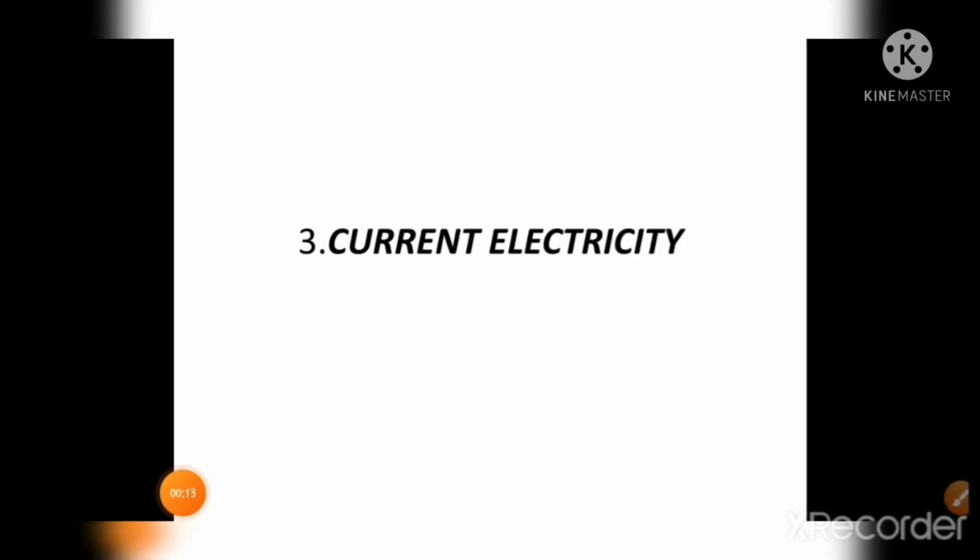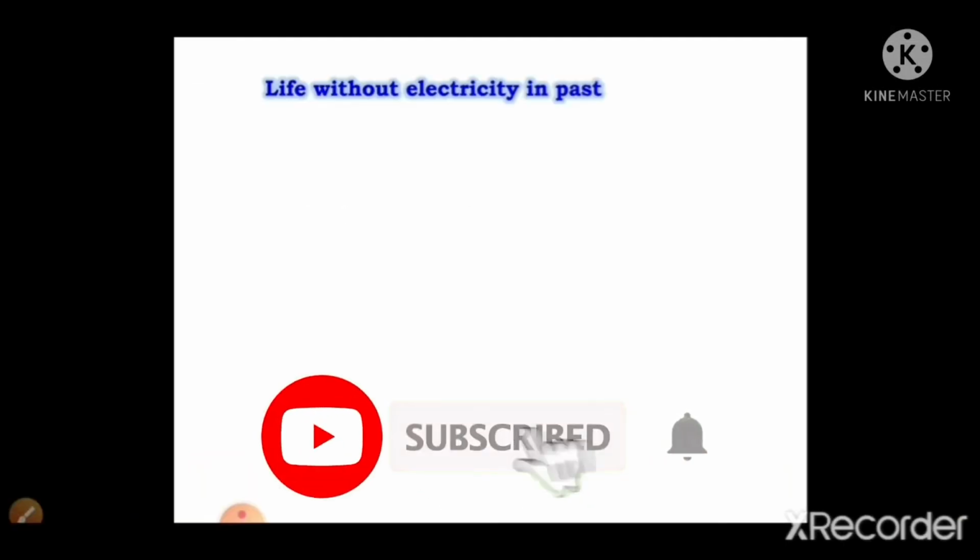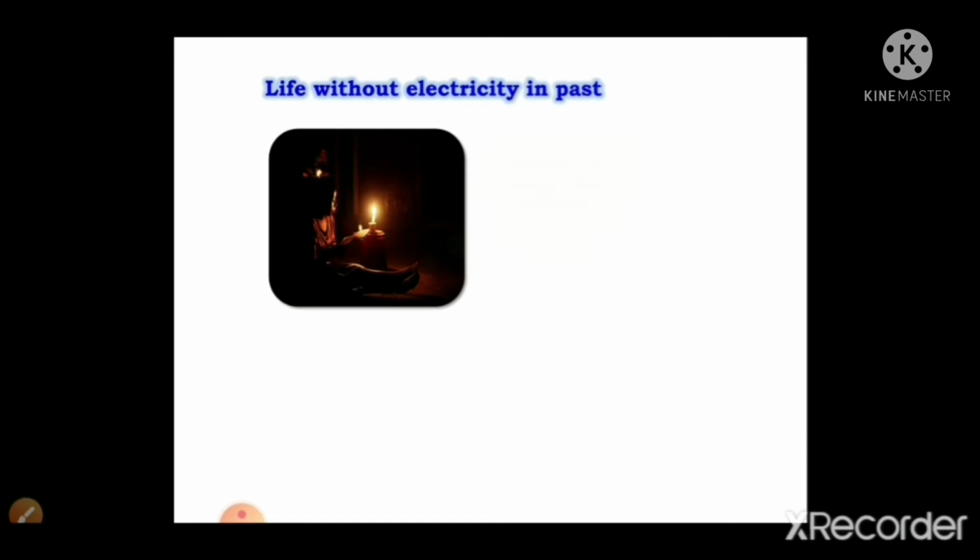Chapter 3, Current Electricity. Initially you have seen or heard of situations where studying after sunset would be very difficult. Studying in this light was very difficult because there was no electricity.